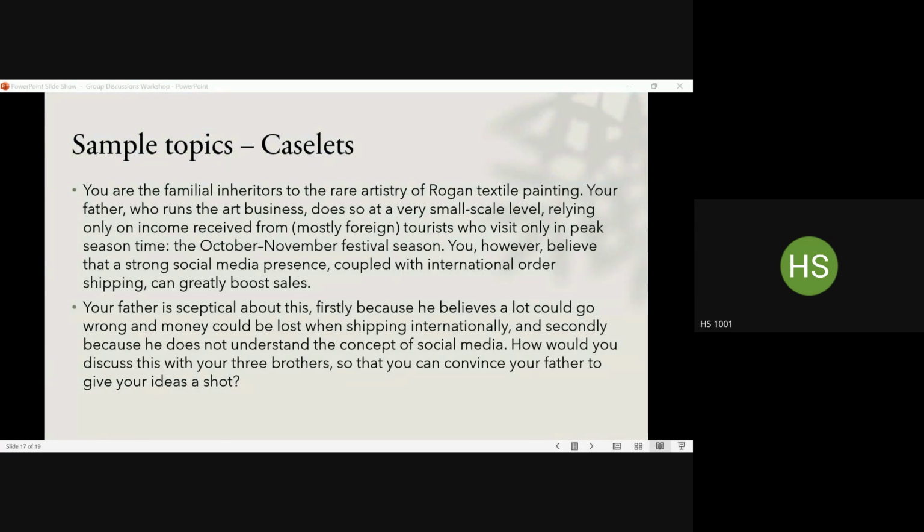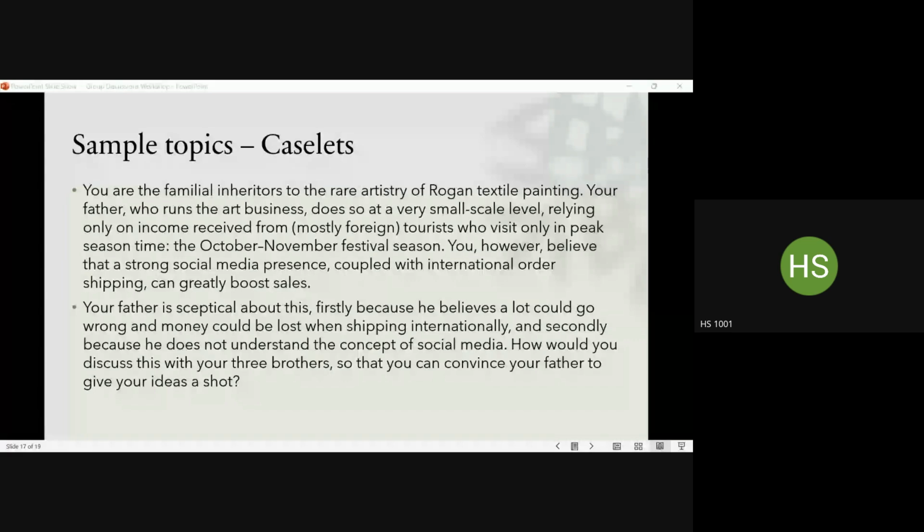Let's imagine that I am the panel of judges here. You're all the group discussion participants, or whoever wants to lead here can lead the group discussion. You are the familial inheritors to the rare artistry of Rogan textile painting. Your father, who runs the art business, does so at a very small scale level. Income is received only in peak season time, the October-November festival season.